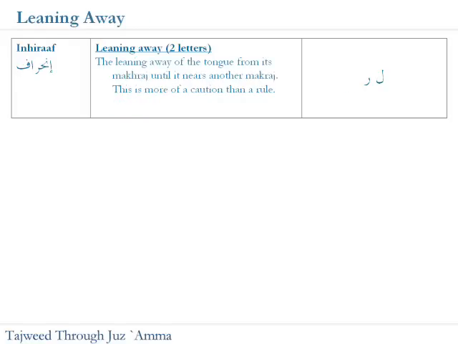We have one here called leaning away, which is inhiraf, and this only applies to the ra and the lam. So the leaning away of the tongue from its point of articulation until it nears another point of articulation. This is more of a caution than a rule. If you were to say the ra, you'll notice as you release the tip of the tongue from where the ra starts from, it moves towards the lam, and when you say the la, it actually moves towards the ra, and the caution here is not to mix the two sounds up. So again, a trained teacher will teach you that.